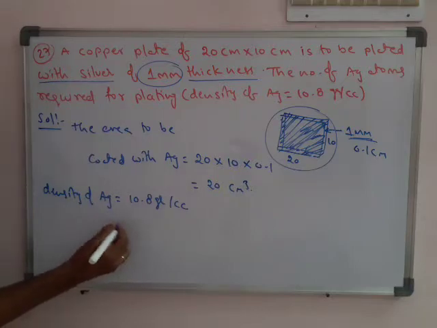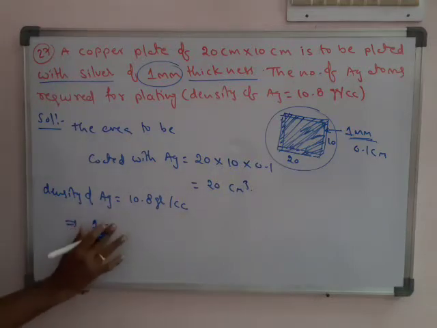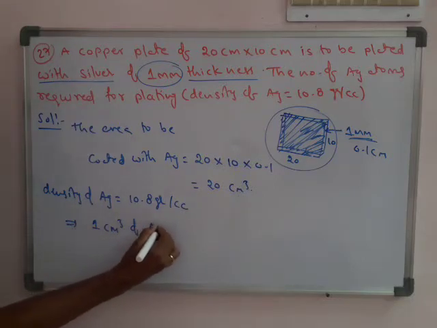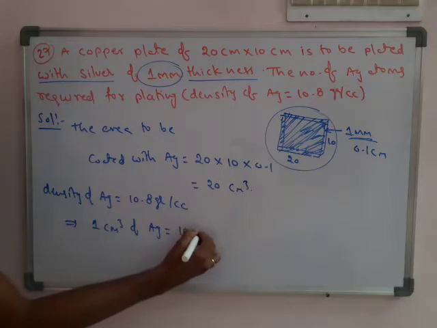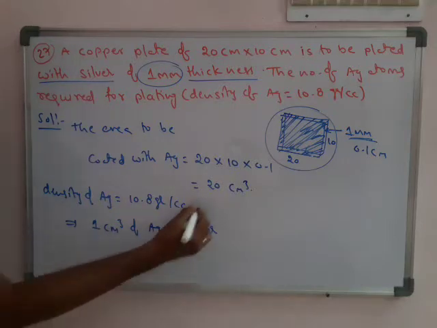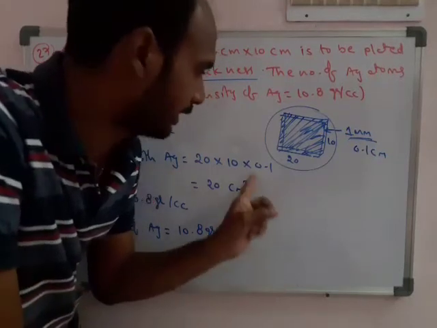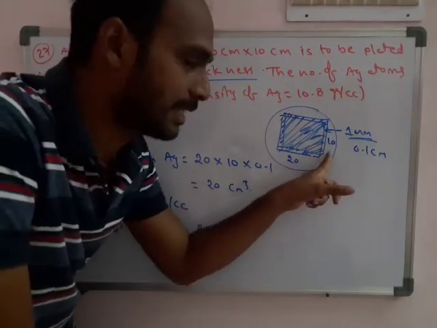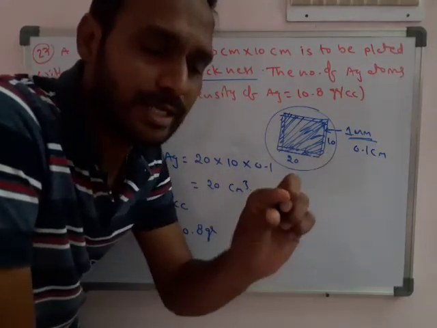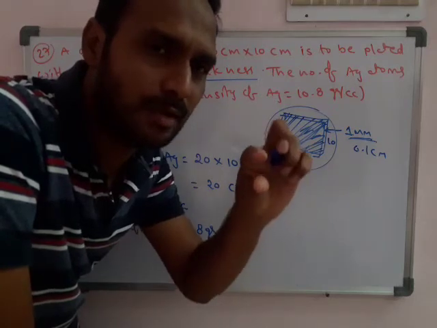So it indicates 1 cc, here 1 centimeter cube. 1 centimeter cube of silver weighs how much? 10.8 grams. But here we need 20 cubic centimeters of silver. We can take the 20 centimeter, 10 centimeter plate. Next, the silver thickness 1 mm should come.